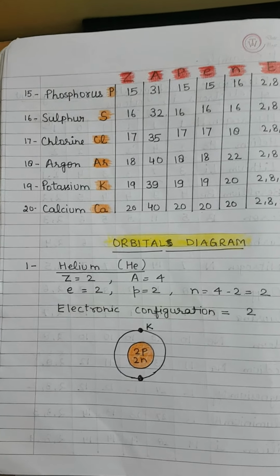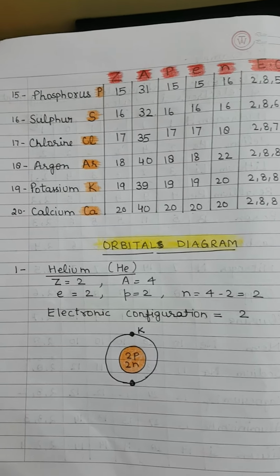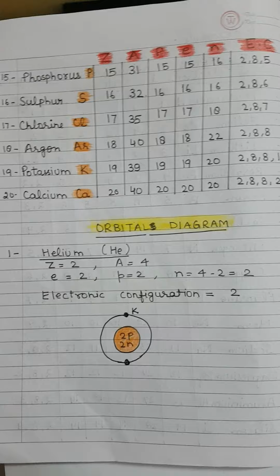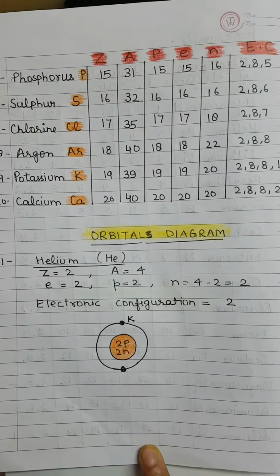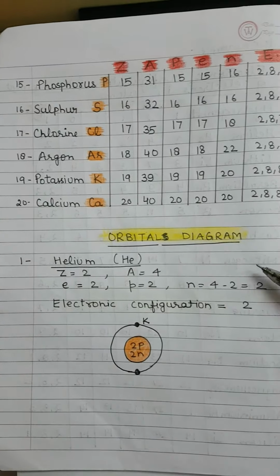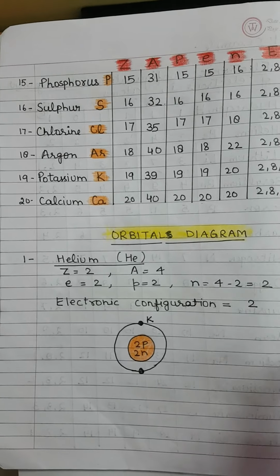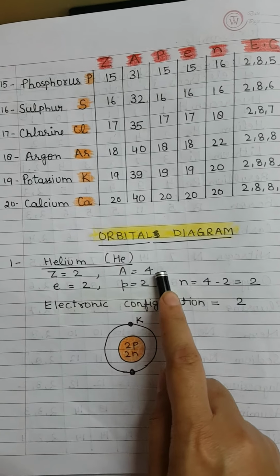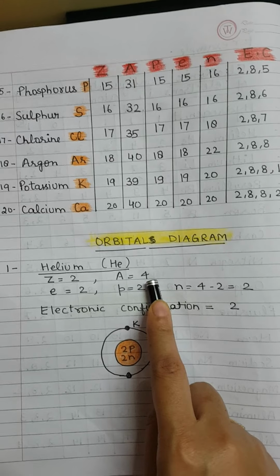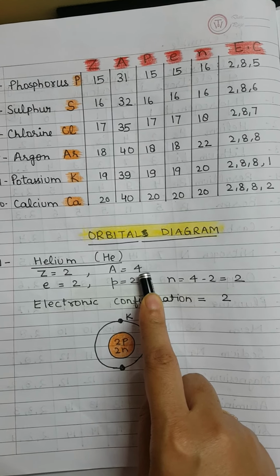That means from atomic number 1 to 20. How will you draw the orbital diagram? I am giving you one example, helium. Helium, you know that Z is 2 and A is 4. This you have to learn. This value is not given in the examination.